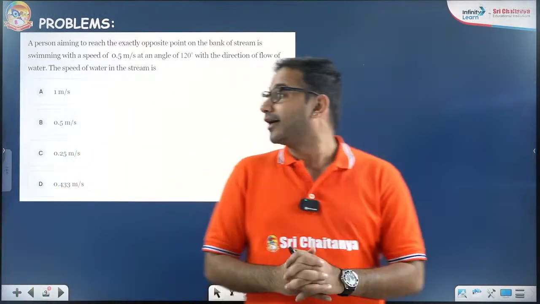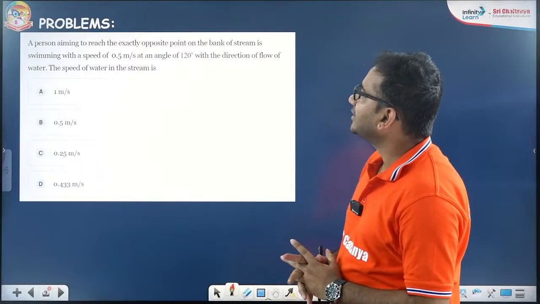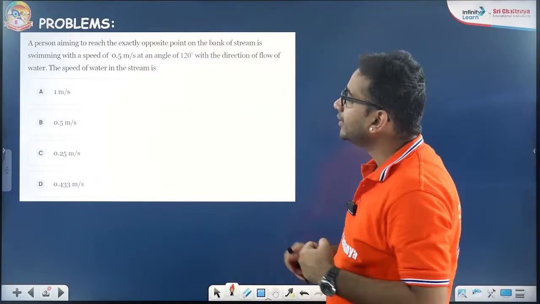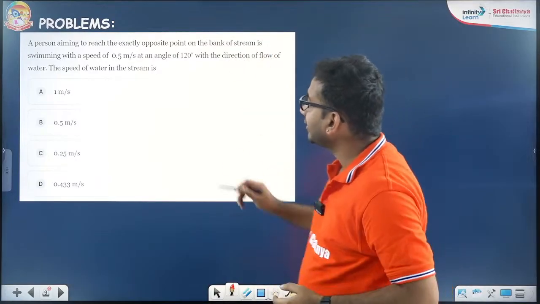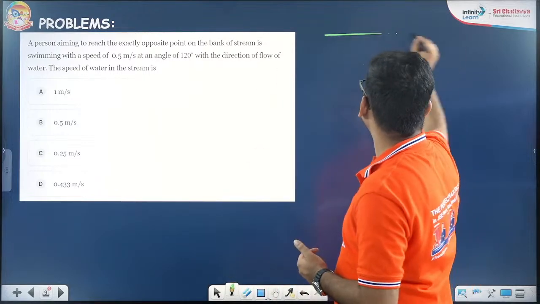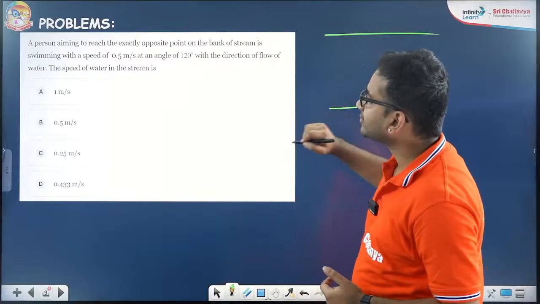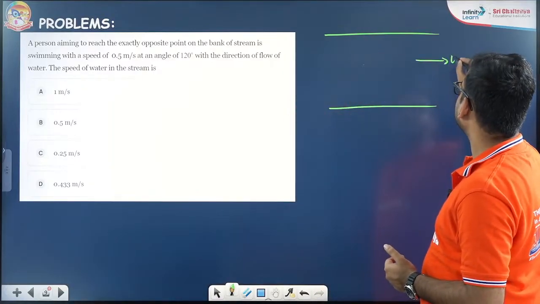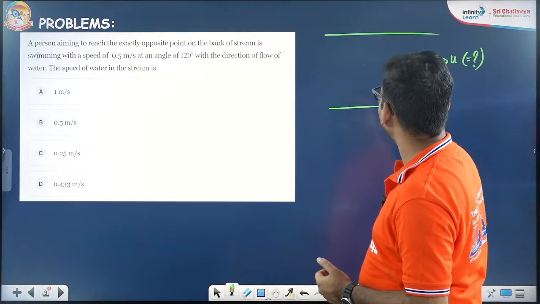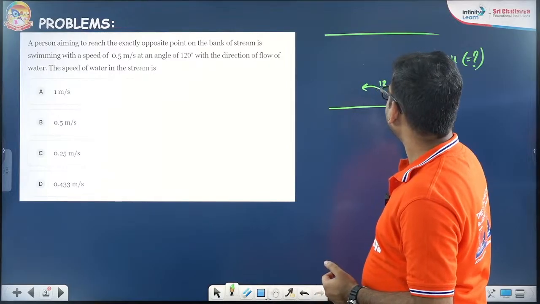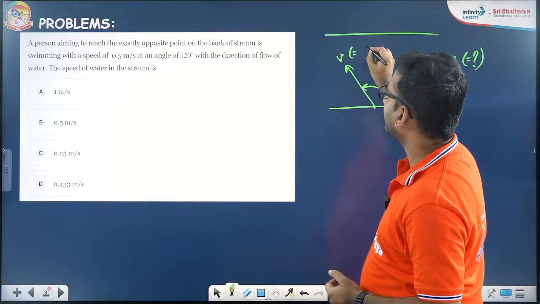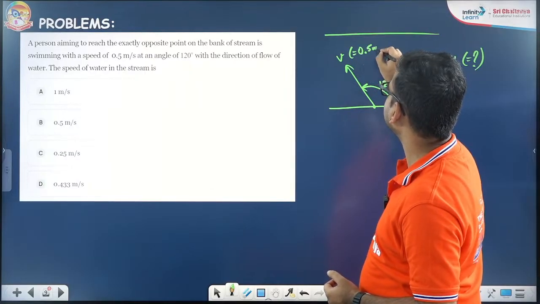The next question is, a person aiming to reach the exactly opposite point on the bank of a stream is swimming with a speed at an angle of 120 degrees with the direction of the flow. The speed of water in the stream is asked. So U is the question mark. At an angle of 120 degrees with the flow, this is the V value, which is 0.5 meter per second.